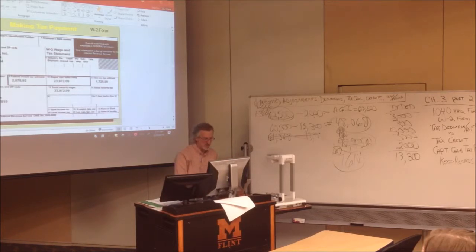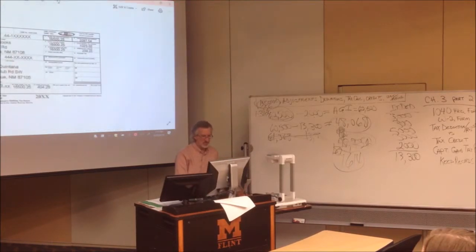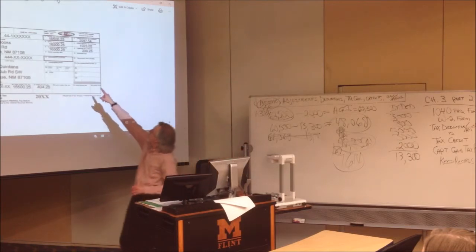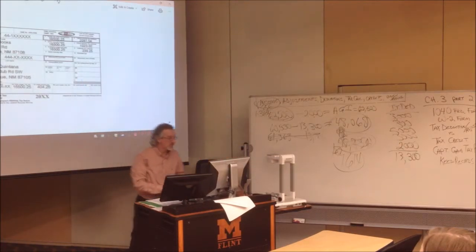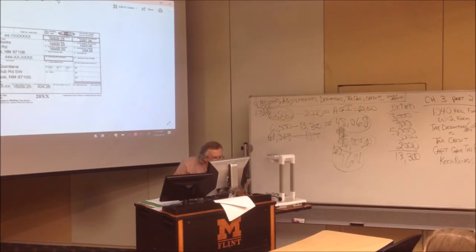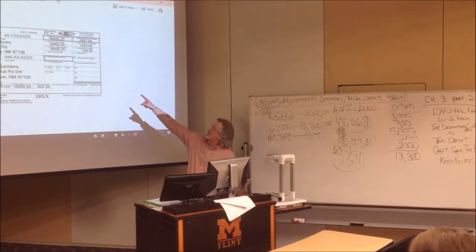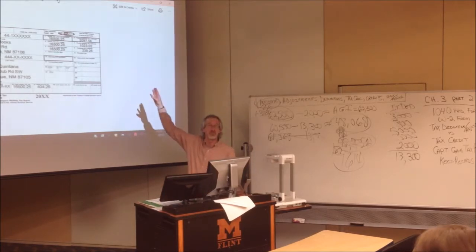Because today, most of them have these two boxes right here. One's called Social Security wages and Medicare wages, and then box number 1 at the top says wages for tax classification or something like that. Notice that all three of those, 16,500, are the same.